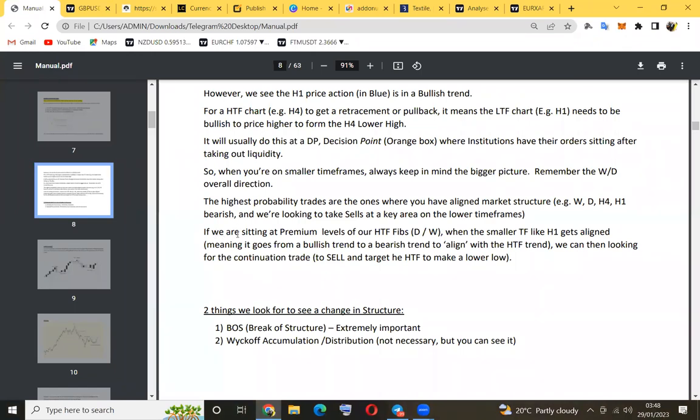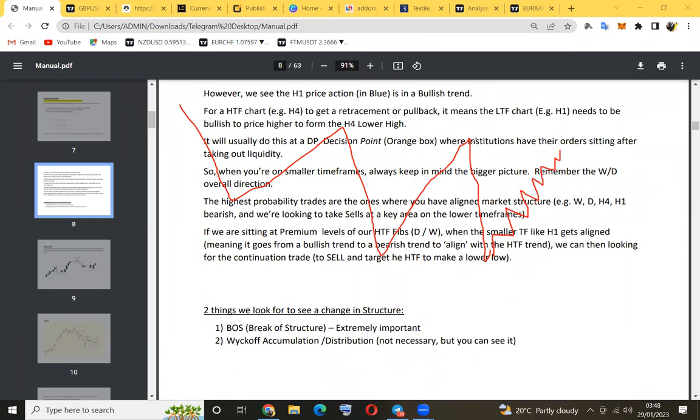So if we are sitting at a premium level of our higher time frame Fibonacci, like the daily or the weekly, when the smaller time frame, like the 1 hour, gets aligned, we can then look for a continuation trade. So if, for example, this is a downtrend on the 4 hours or on the daily, so here like that, we have a pullback, which we have utilized a smaller time frame to analyze. Let's say the 1 hour. This 1 hour is having uptrends and downtrends.